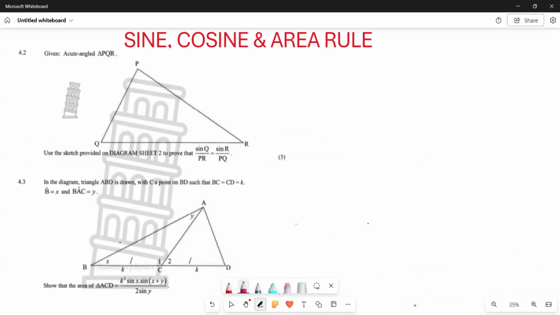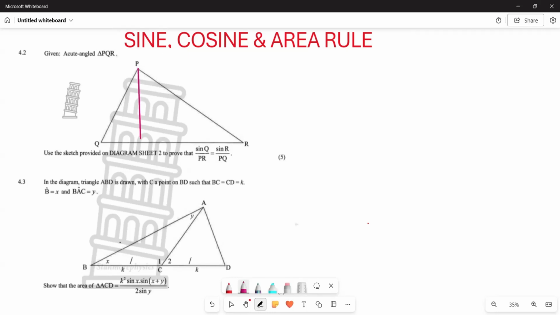Now they want us to use an acute angled triangle PQR. They want us to use the sketch diagram number 2 to prove that sine of Q over PR is equal to sine of R over PQ. Now, what is the best thing that we can do from here? We are going to start by constructing.